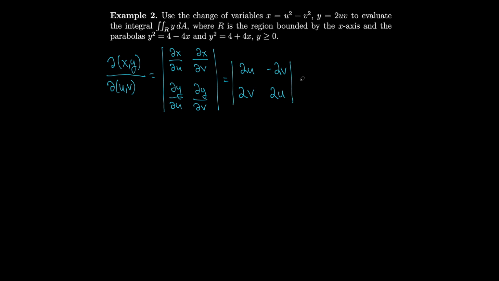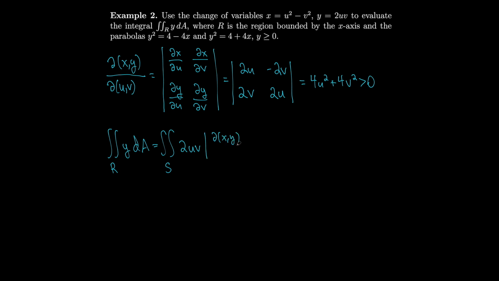So we take that determinant, we get 4u squared, multiplying our diagonals and subtracting, minus minus is plus, so plus 4v squared. Notice this determinant is always positive. We have to take the absolute value of our determinant when doing our integral, but we don't have to worry about that because this is always positive. So let's plug into our change of variables formula now. We have the double integral over R of y dA equal to the double integral over S in the uv plane. And we just have to plug in for y, so y is 2uv. And then we have to throw in our Jacobian. So it's a good thing we computed that.